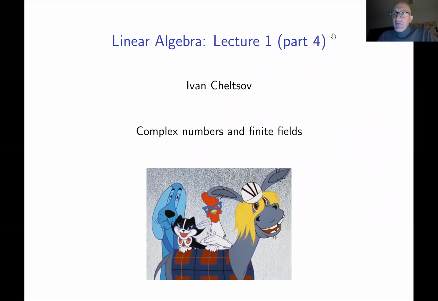This is the final, fourth part of lecture 1 of linear algebra. And this part is about complex numbers and some other numbers. This part is not very important for this lecture, but we will use complex numbers in one construction described in this part in the future. So because of this, I decided to include it into the first lecture.